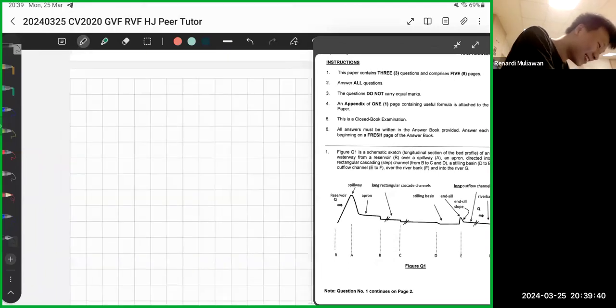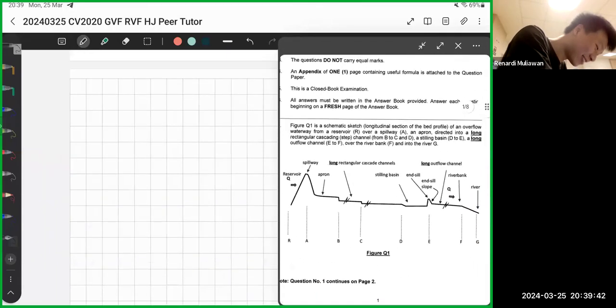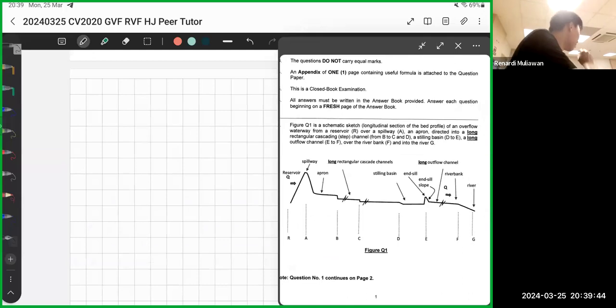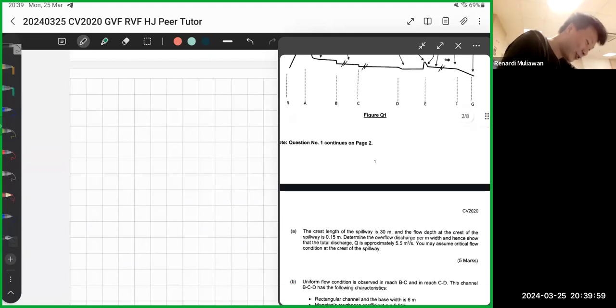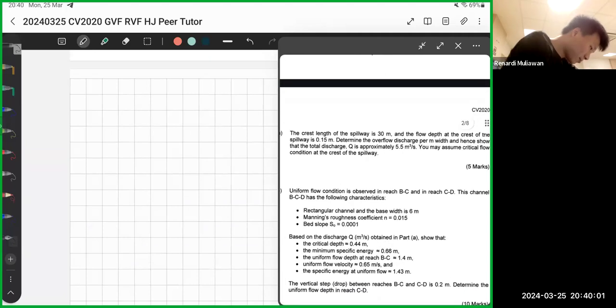Okay, so it does look terrifying, right? But let's analyze it one by one. So you're given a reservoir, with a spillway and an apron. Let's just go. I'll label this CV 2020, question 1, 2022-23.